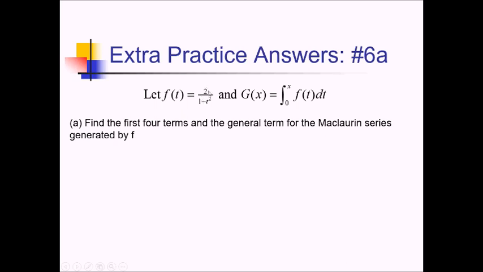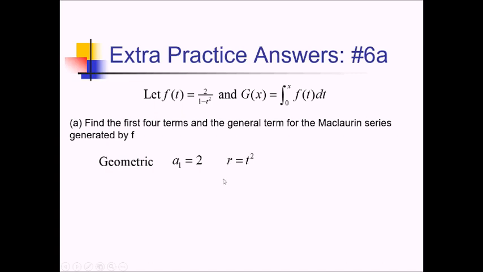You have some constant over 1 minus something with a t in it. So this is definitely a geometric pattern. Our a1 value on this one, our initial term, is going to be 2. And then the r is going to be whatever you're subtracting from 1 down here. So that's going to be t squared.